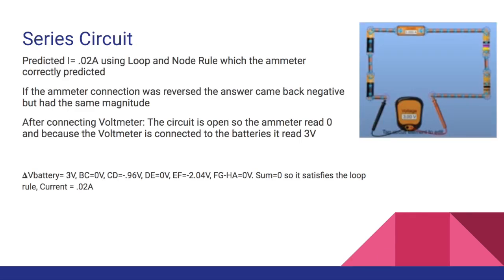I chose to do the online lab, and with this, I followed the procedure for the series circuit. The predicted current was 0.02 amps, and the predictions were found to be correct. If you reverse the connection, it just showed the negative version of the answer. And then after connecting the voltmeter, it read 3 volts because it was connected to the batteries. And then when that happened, the ammeter read 0 because the circuit was left open.